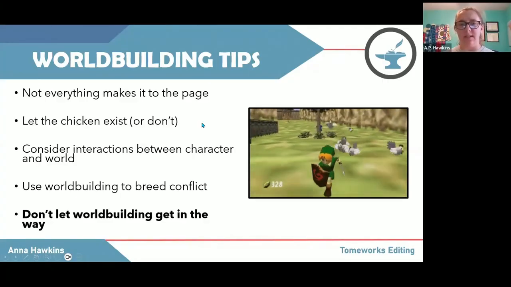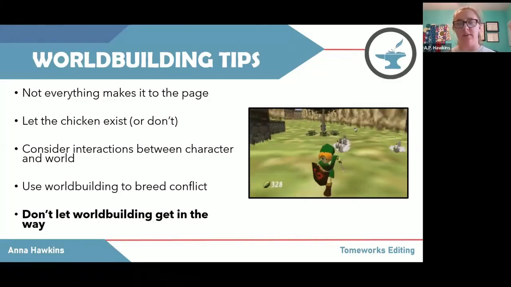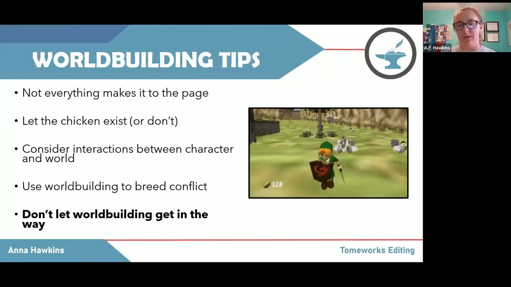What this means, essentially, keep things familiar in your book, especially science fiction and fantasy. Don't make everything brand new to the reader.